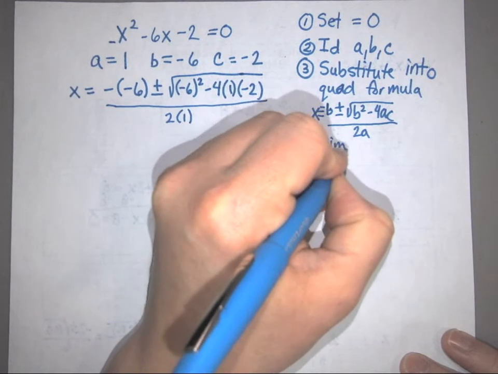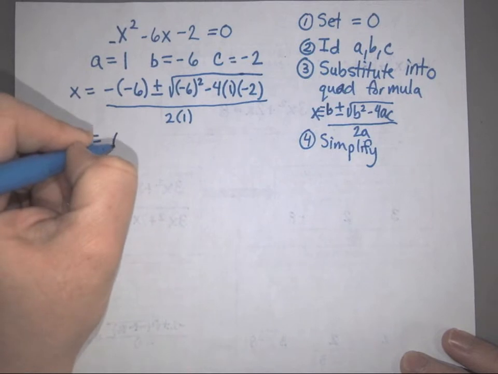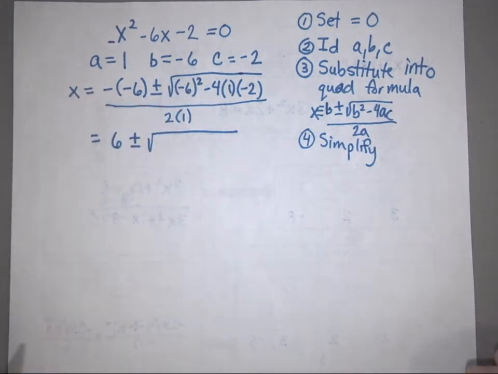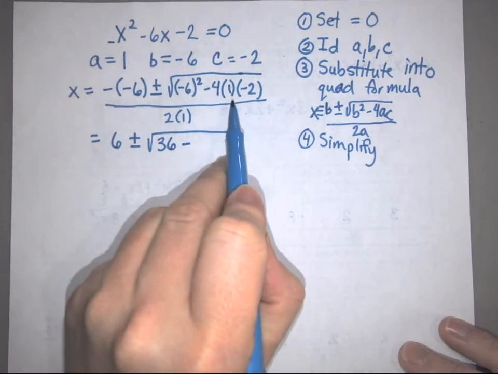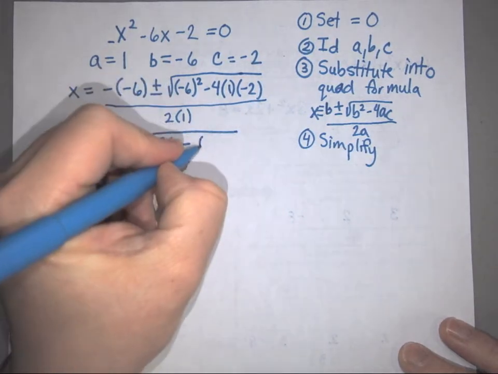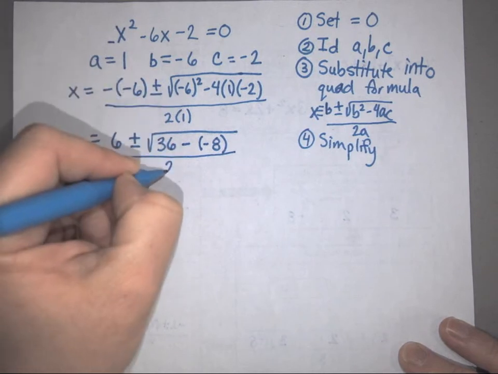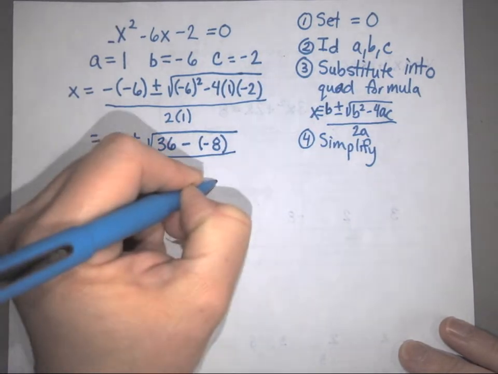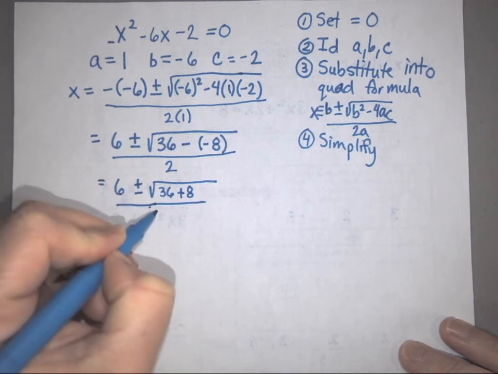Now I simplify. So the opposite of negative 6 is a positive 6 plus or minus the square root. Because my negative sign is inside the parentheses, this is negative 6 times negative 6, which will give me a positive 36 minus 4 times 1 is 4 times a negative 2 is a negative 8, all divided by 2 times 1, which is 2. Keep going. So 6 plus or minus the square root of 36 plus 8, all divided by 2.